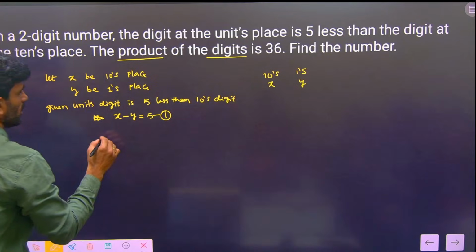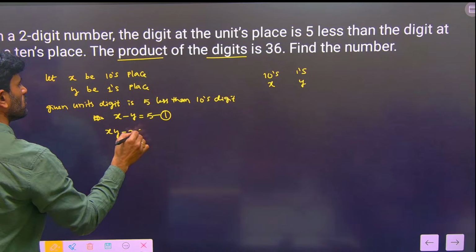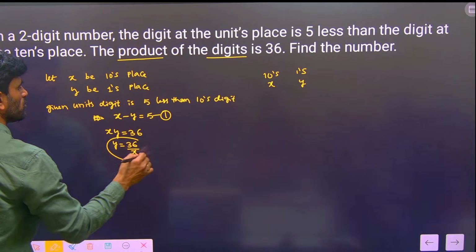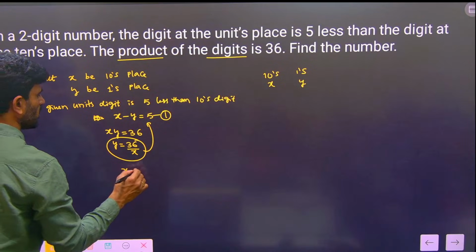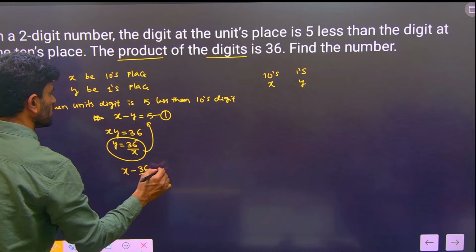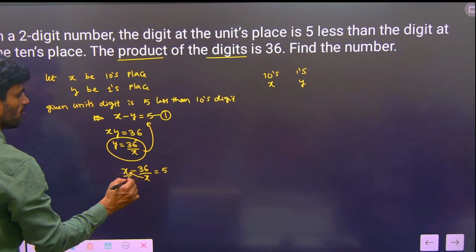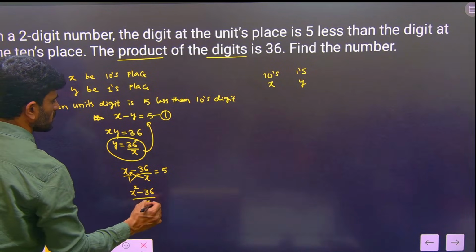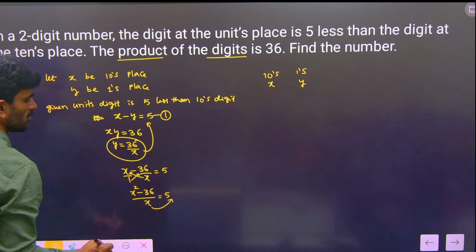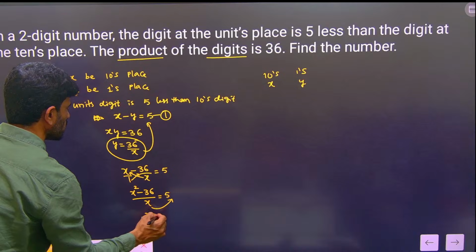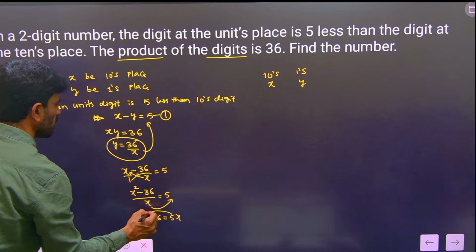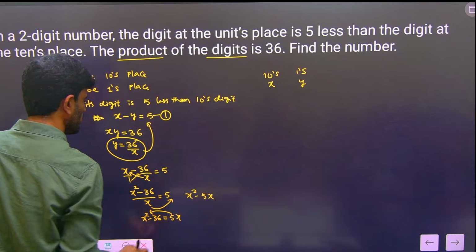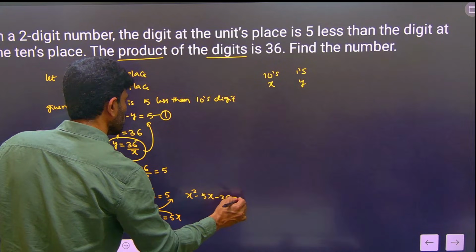One more, what is given? Product of digits. X into y is equal to 36. Now from this, y is equal to 36 by x, we will substitute this here. So x minus 36 by x is equal to 5. We will take LCM. What happens? X square minus 36 by x is equal to 5. We will transpose x here. And what we get? X square minus 36 is equal to 5x. We get x square minus 5x minus 36 is equal to 0.